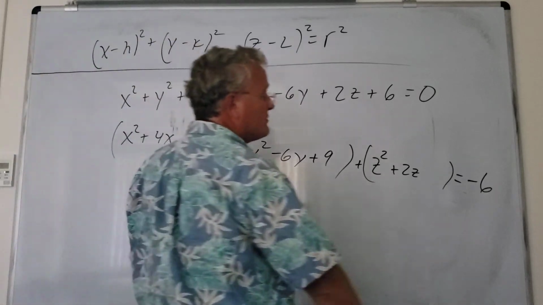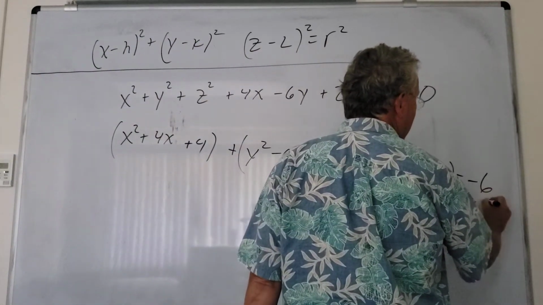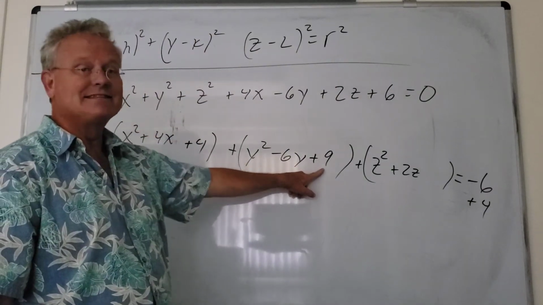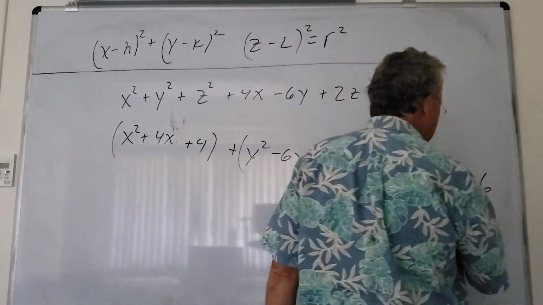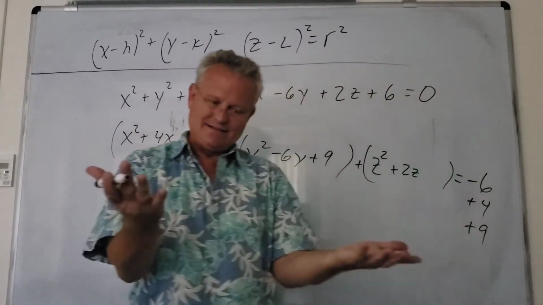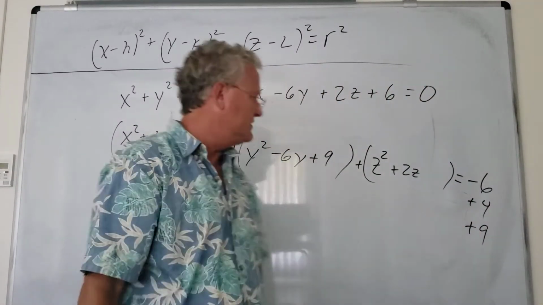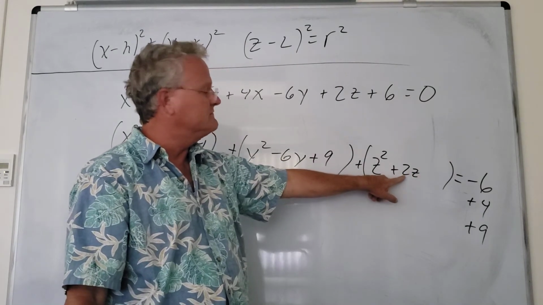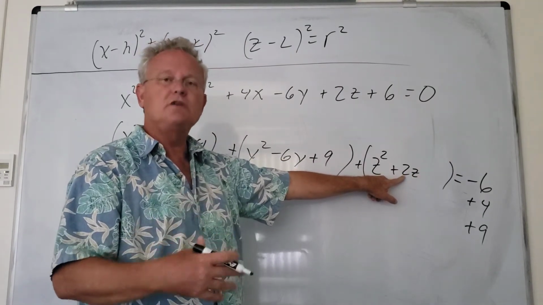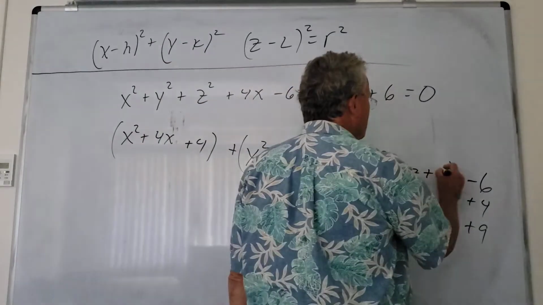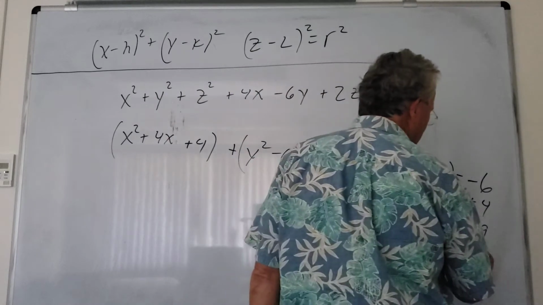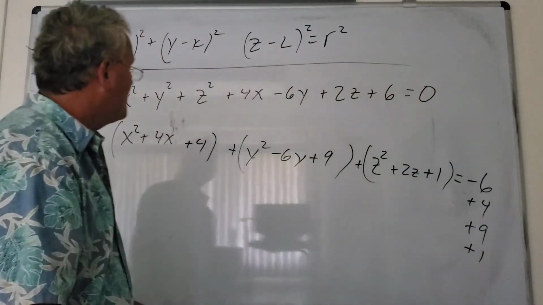So if I add 4 to the left side, I've got to add 4 to the right side. Similarly, if I add 9 to the left side, I've got to compensate and add 9 to the right side to maintain the balance of the equation. And lastly, for z, take half of the coefficient of z. Half of 2 is 1, and 1 squared is 1. But again, if I add 1 to the left side, I've got to add 1 to the right side as well. So what do we get?